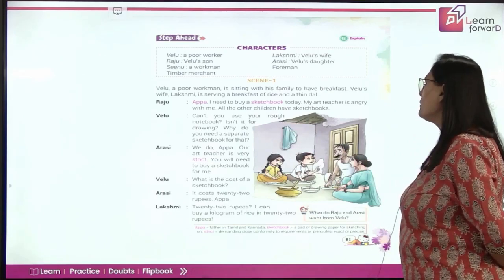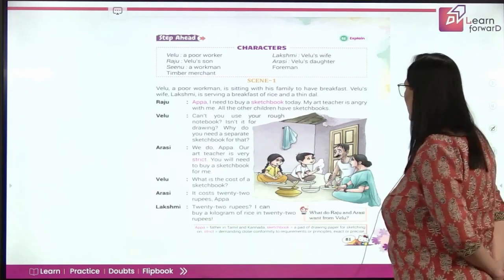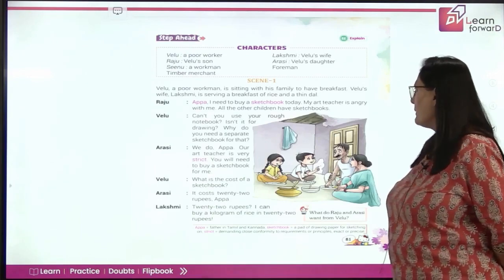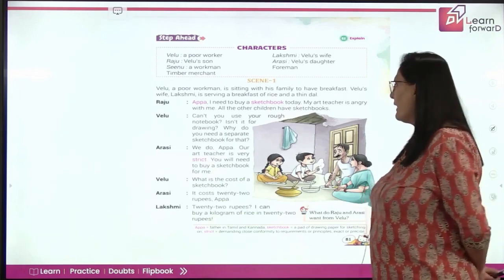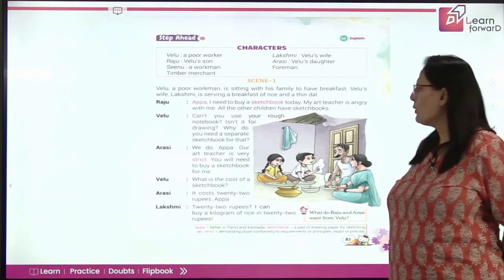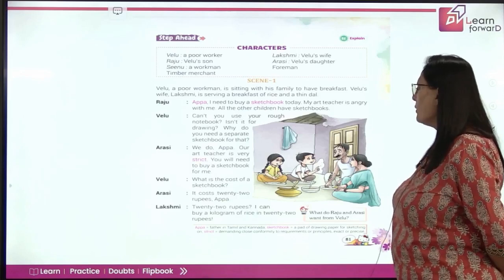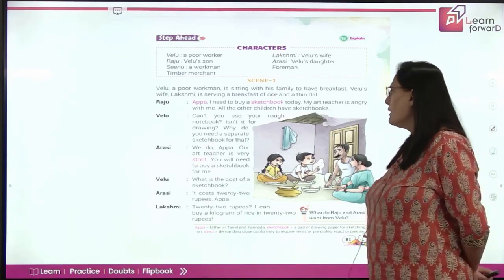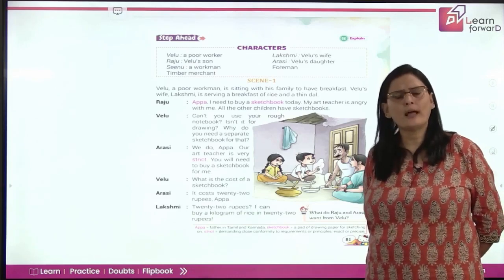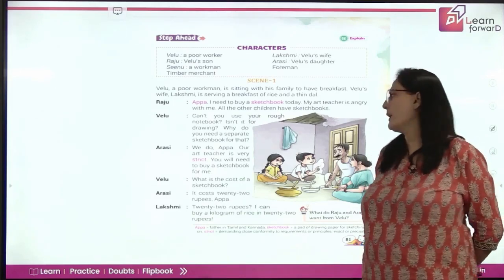Raju, son of Velu: Appa, I need to buy a sketchbook today. My art teacher is angry with me. All the children have their sketchbooks. Velu, the father, said: Can't you use your rough notebook? Isn't it for drawing? Why do you need a separate sketchbook for that? So he said, you have a rough notebook, you use it for drawing purposes. Why do you need a separate one, right?